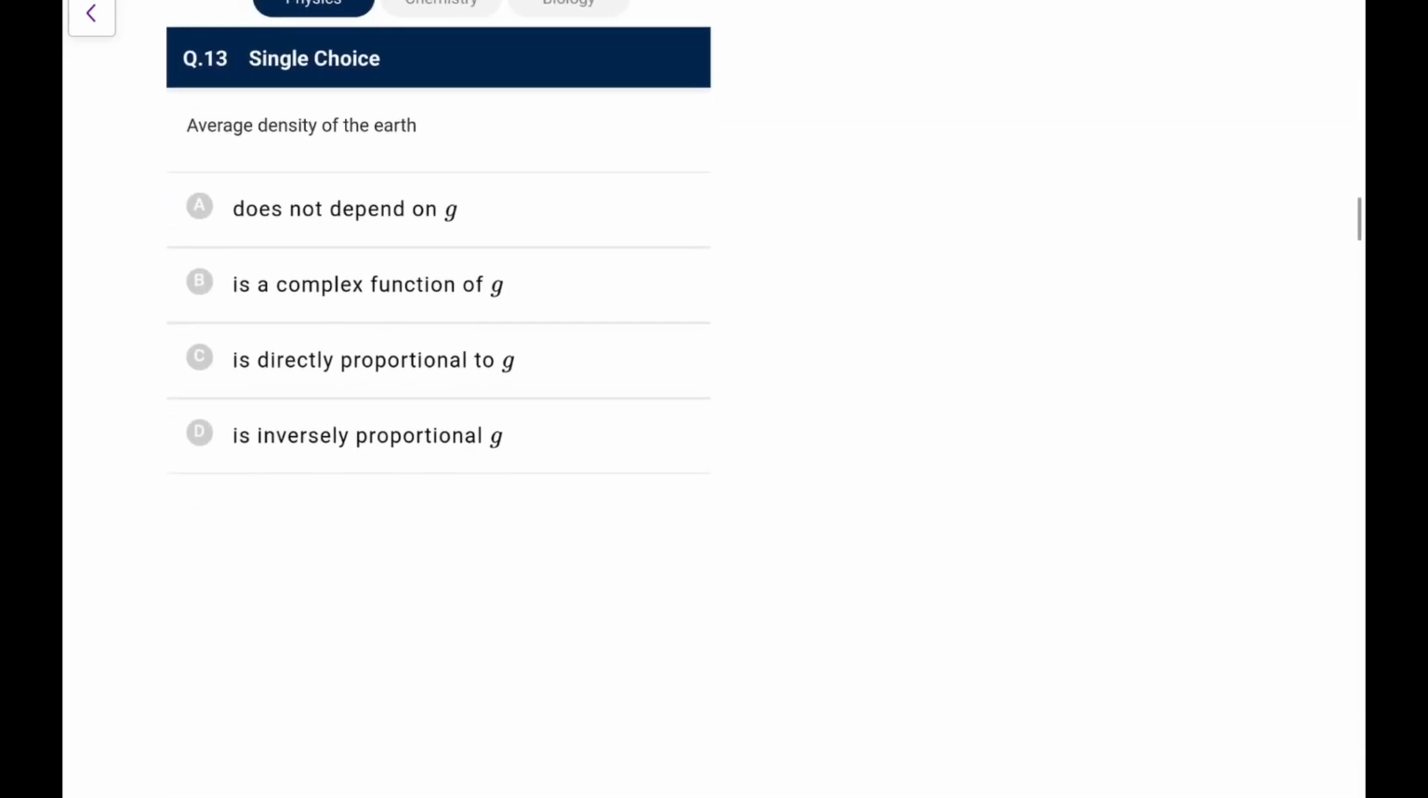Next, average density of the earth. Taking earth to be a uniform sphere, we generally write g is 4 by 3 pi G rho R. So if I take it as the average one, g is directly proportional to this average density, so go for option C in this case.